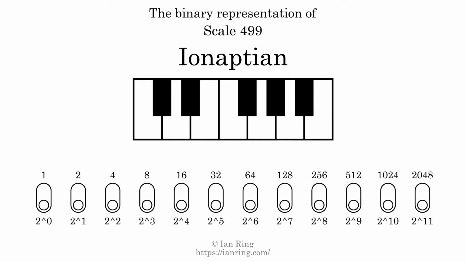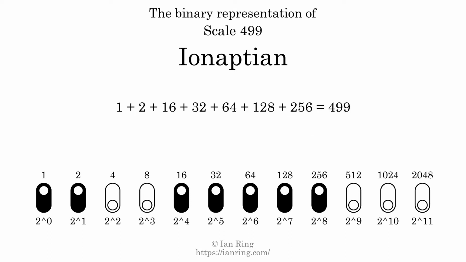The binary representation of this scale is determined by mapping tones of the scale to binary digits. Each binary digit represents a power of 2. To get the scale number, we add the powers of 2 together. The powers of 2 that are present in the scale, all added together, equals 499. That is why the scale number, in decimal, is 499.